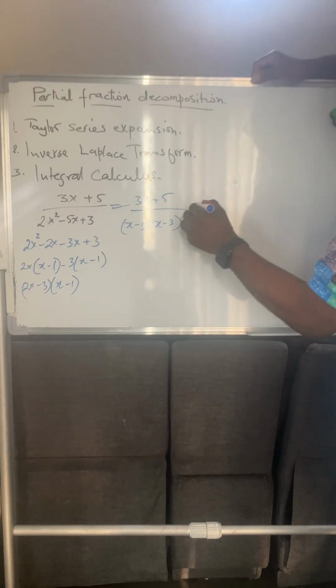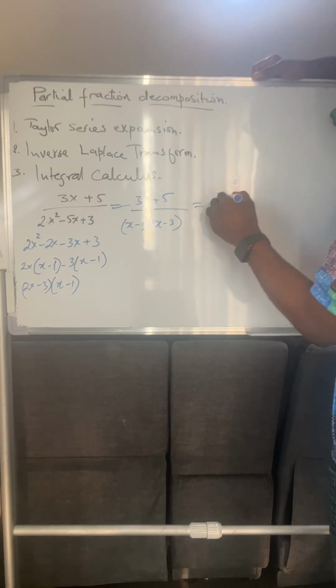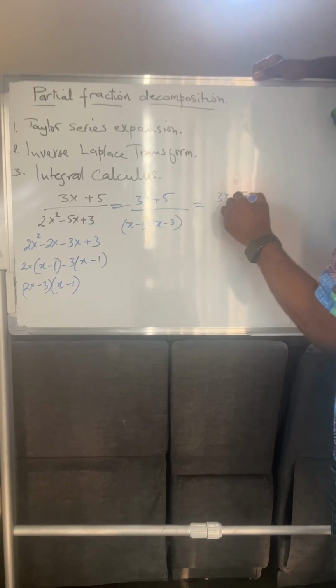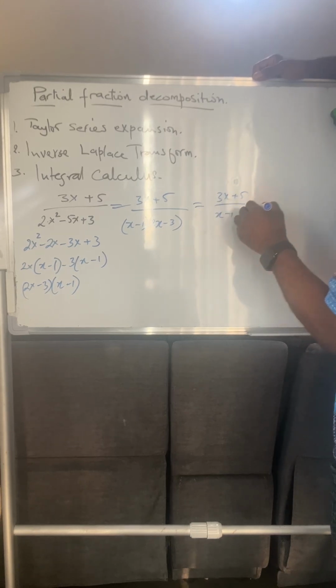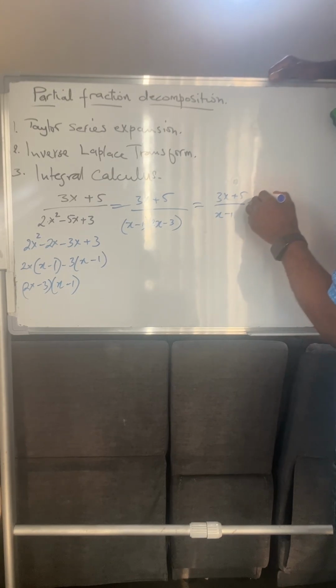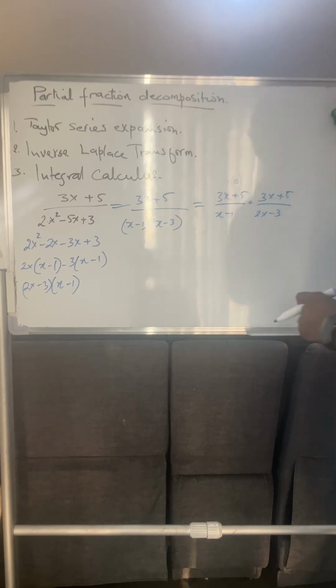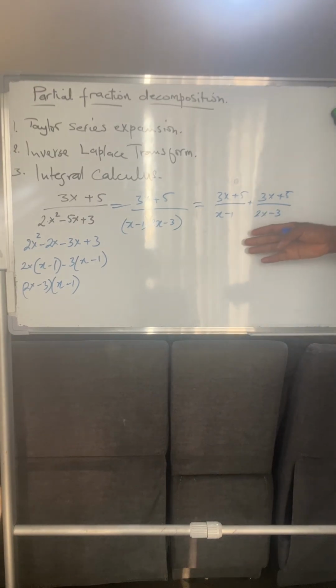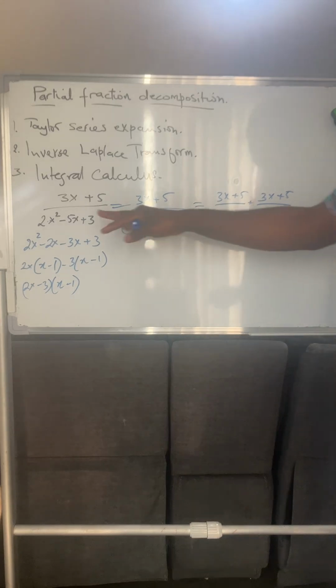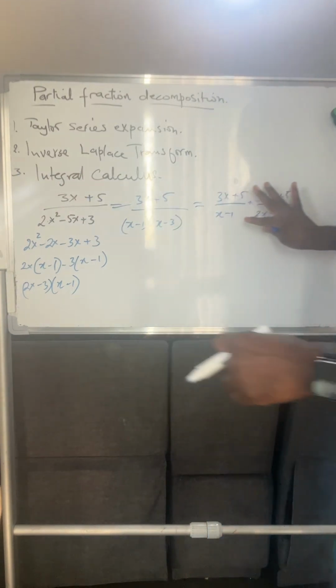This is equivalent to saying 3x plus 5 all over x minus 1, plus 3x plus 5 all over 2x minus 3. So see what we have done? We have simplified this function into this format.